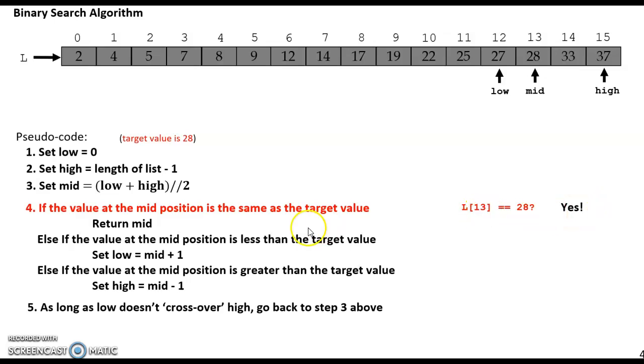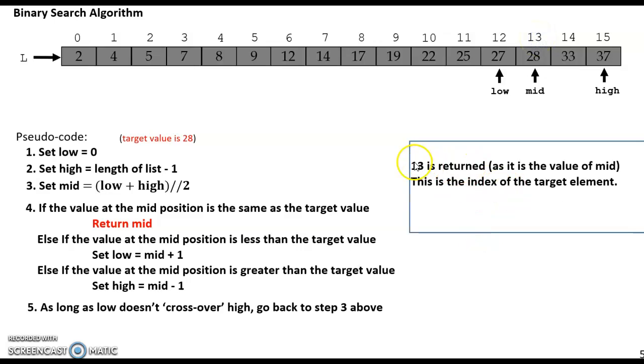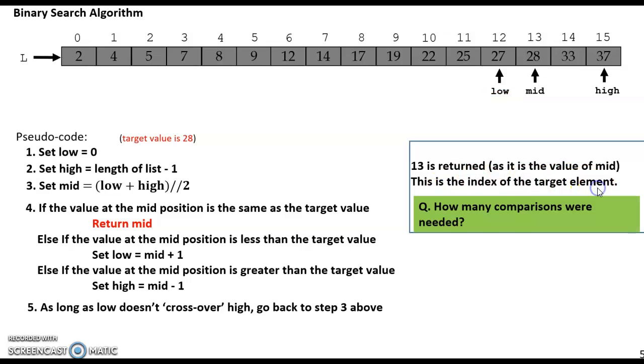And yes, it is. So we go in then, and we're going to return the index of the middle item that we just found, which is index position 13. And basically, that is it. 13 is returned as the value of the middle at that particular position. So this is the index of the target element, and how many comparisons were needed there. So I think we had 1, and then we had another one, 2, and then I think we only needed 3 in that.